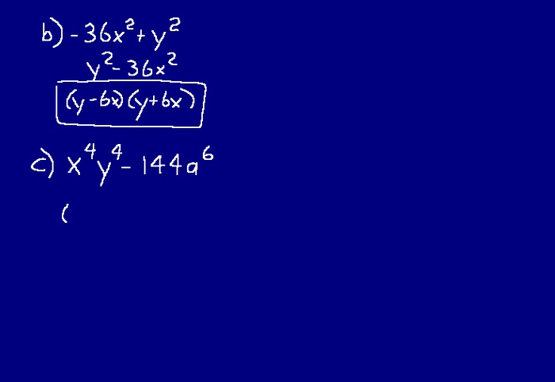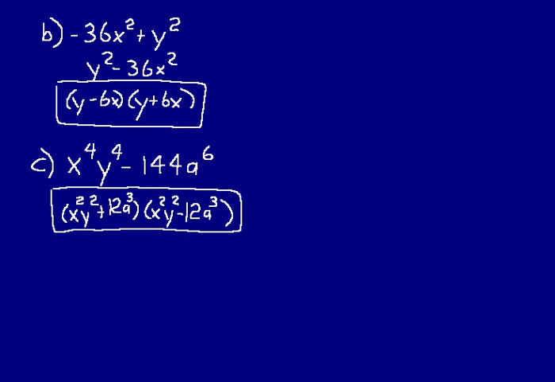So let's go ahead and set up some parentheses. First in each one will be x squared y squared. And then in this first one we'll say plus 12a to the third, and in the next one minus 12a to the third. Okay, so there's our factored form of that squared binomial. The key to factoring these problems is recognizing that you have a difference of two squares and then recognizing what the squares are for each of those.